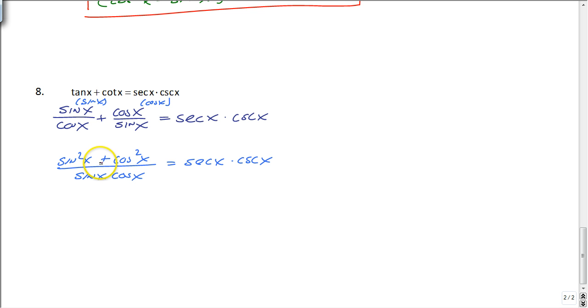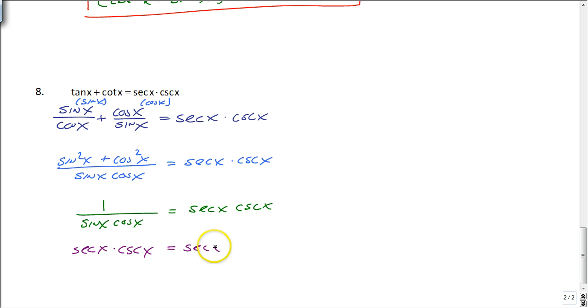The top, again, another Pythagorean identity. You better be very, very familiar with all of these and all of their forms and being able to manipulate them, because this just turns into 1 over sine x cosine x is equal to secant x cosecant x. And all you need now is your reciprocal. So yes, you can just kind of flip-flop these because it is multiplication. So cosine goes up top as secant, and sine goes on top as cosecant. And there you have it.